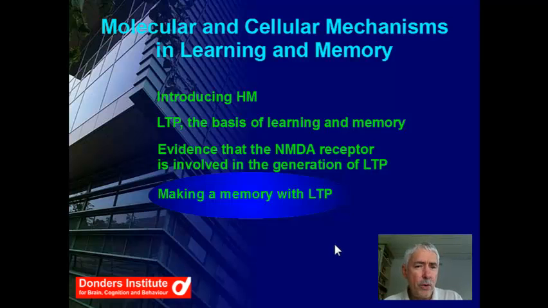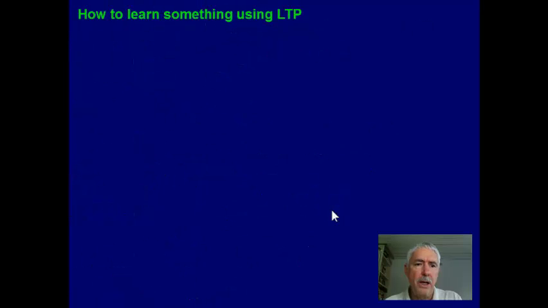So where I'm going to demonstrate LTP making a memory, one place is in the so-called reward center of the brain. This is an area of the brain that rewards animals, including ourselves, for behavior that's essential for life. The other center is the fear center, where we store fear memories. So with this, I'm going to now show you how to learn something using LTP.